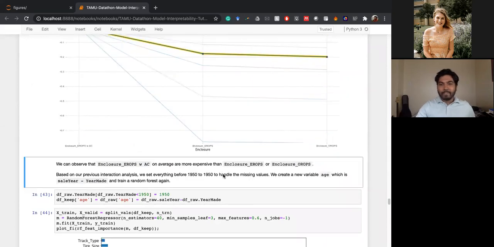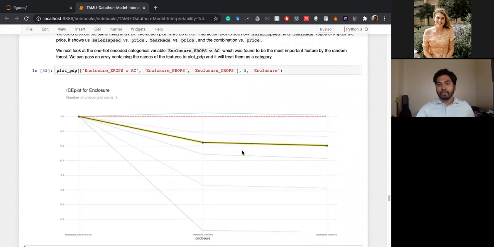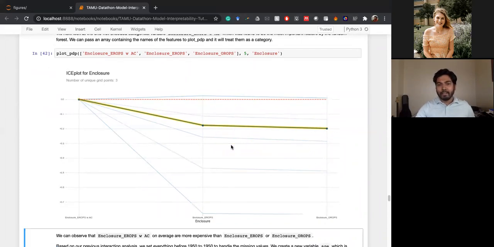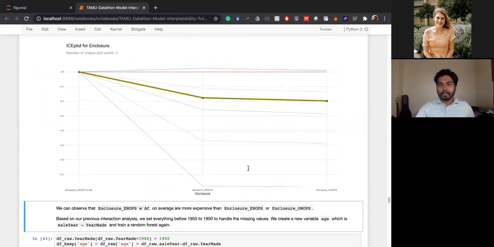So partial dependence plots help you find the real relationship of the features with your target variable, and they are much less misleading than univariate plots.